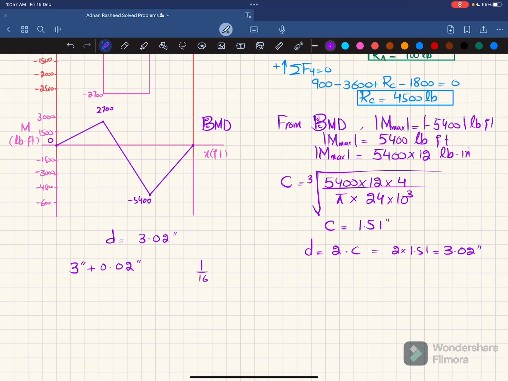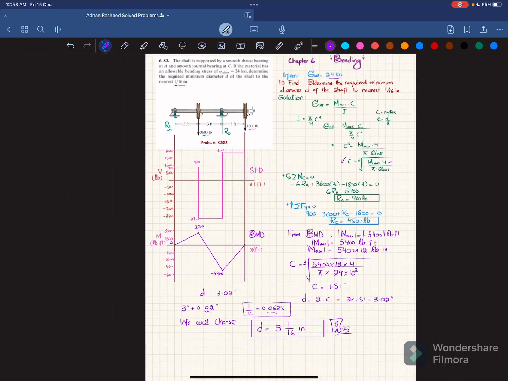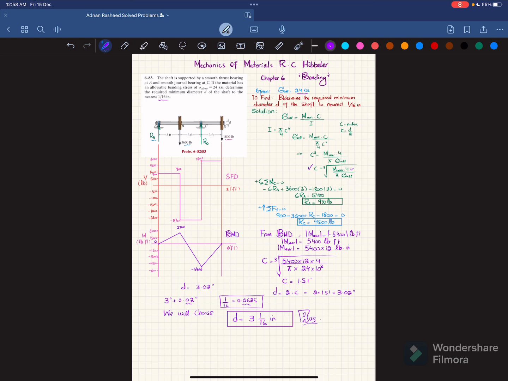So 1/16, we know that 1/16 is equal to 0.0625, which is greater than this value. But we have been asked nearest to 1/16 inch. Clear? So we will choose the diameter D equal to 3 1/16 inch. And this is the answer of this question. So 3 1/16 inch diameter is selected for this shaft under the given loading and for an allowable bending stress of 24 ksi.